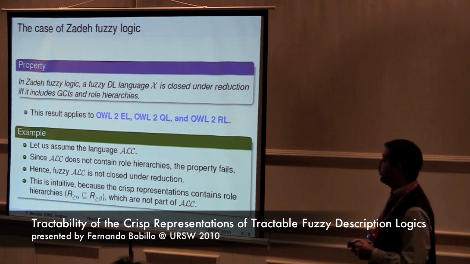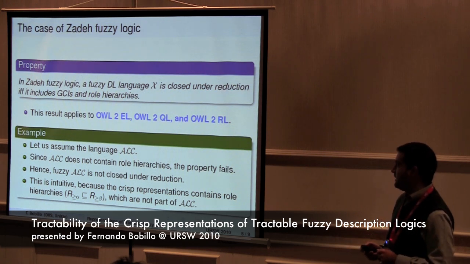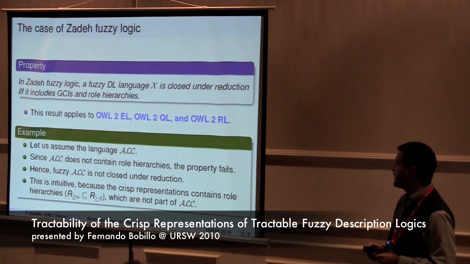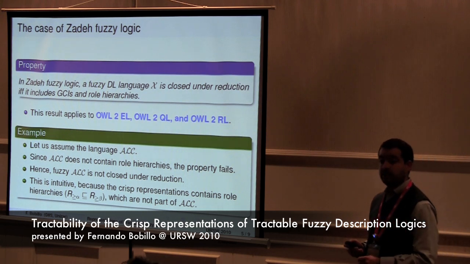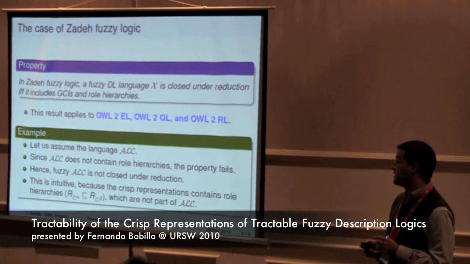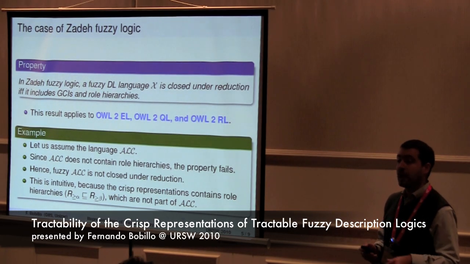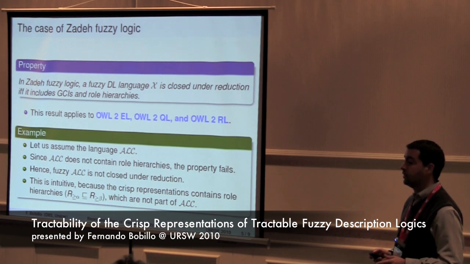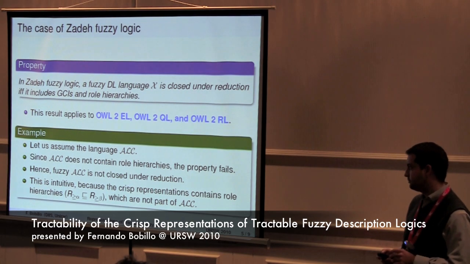Now we can prove the following property. In Zadeh fuzzy logic, a fuzzy language is closed under reduction if and only if it includes GCIs and role hierarchies. If you remember from the previous presentations, we need to add some GCIs and role inclusions to maintain the semantics of the new crisp operators. And this result applies to all the three profiles of OWL 2.